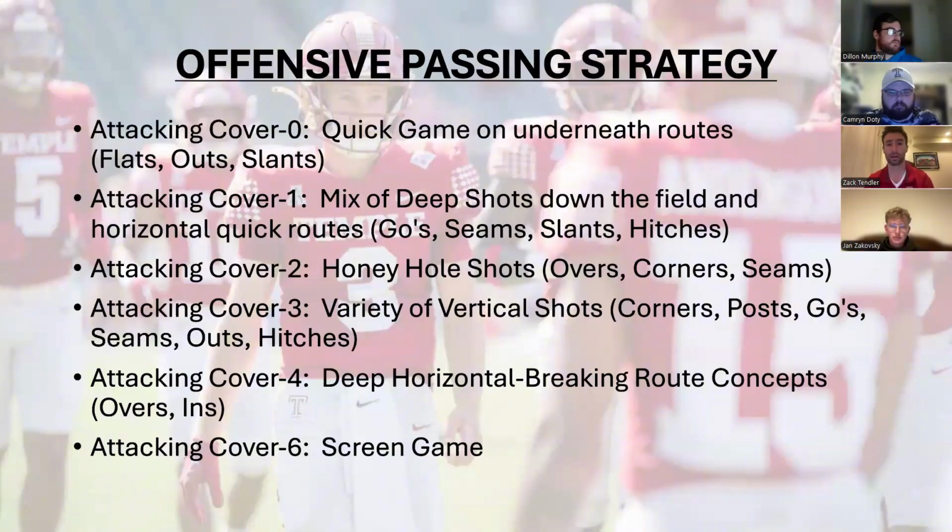For cover three, a variety of vertical shots downfield. For attacking cover four, deep horizontal breaking routes like overs and ins, as the four deep defensive backs are all dropping back vertically. If you're attacking them horizontally, it could create confusion and lead to an explosive play. And then attacking cover six, we saw basically in our data that hitting them with the screen game was working really well.